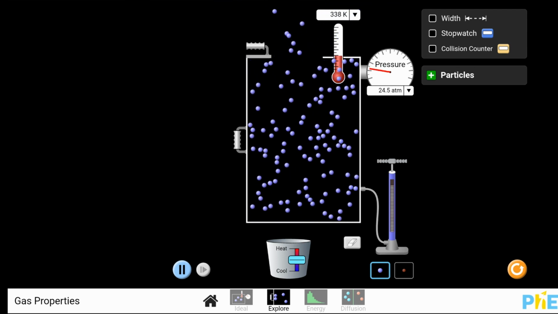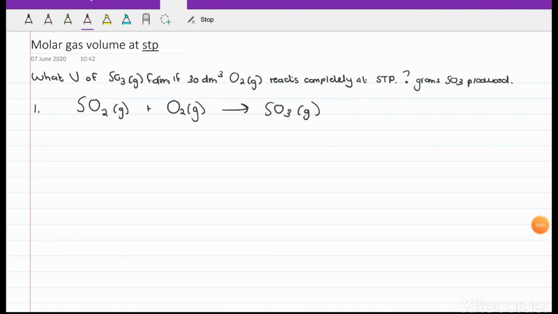So let's go to our calculations. Okay, so let's quickly look at this question. What volume of SO3 will form if 30 cubic decimeters of oxygen reacts completely at STP? So what is STP? That's important. And what is the information that they give you? First of all, they tell you that you want to calculate the volume of this that will form if you have 30 cubic decimeters of oxygen. They also tell you that it reacts completely, which means that your oxygen is your limiting reagent, right? It's going to react completely.